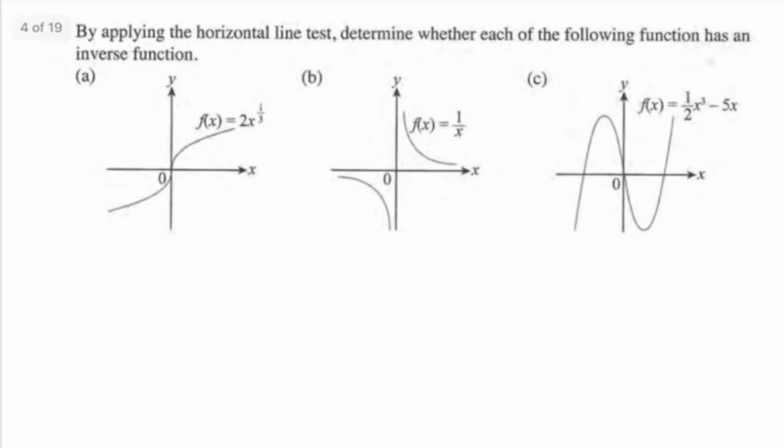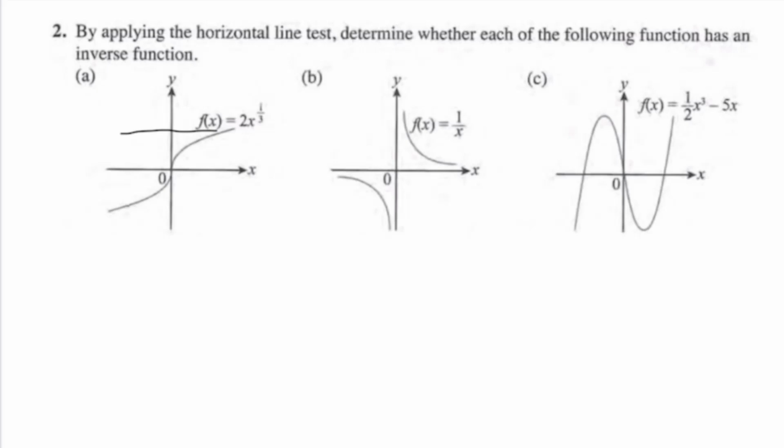Okay, question number 2. By applying horizontal line test, determine whether each of the following functions has an inverse. Now remember, we use vertical line test to determine whether the type of relation, whether it's one-to-one, many-to-one, so that we know a particular relation is a function or not, right? But in this case, horizontal line test, we are actually working on the opposite. Remember, a function will have an inverse if it's one-to-one, right?